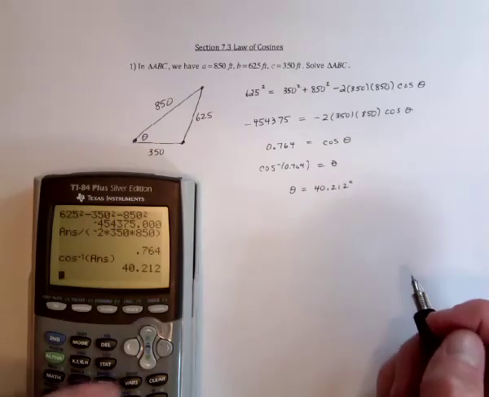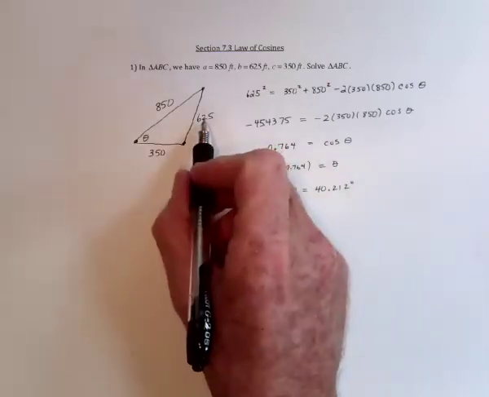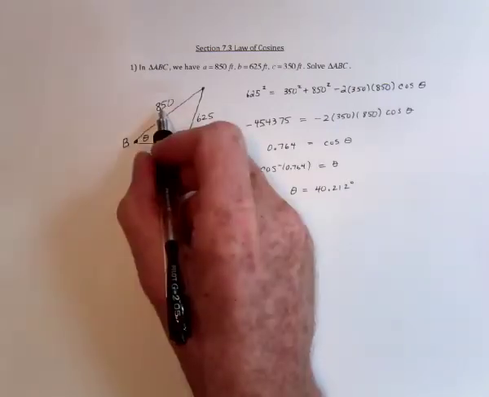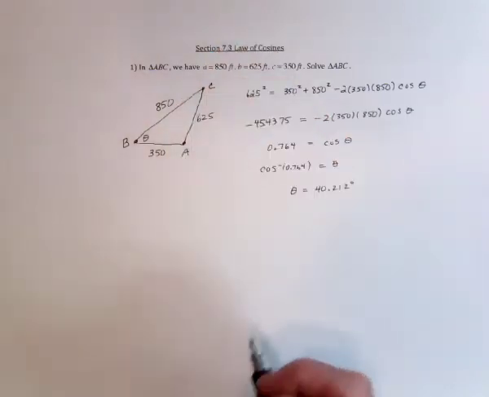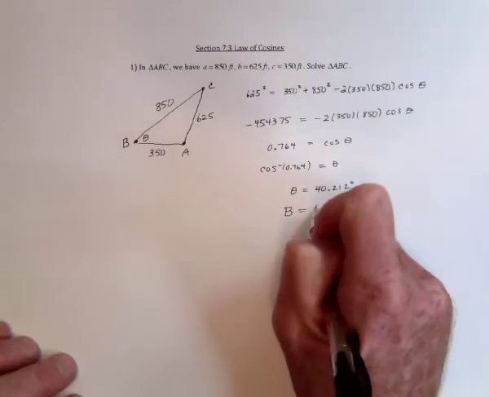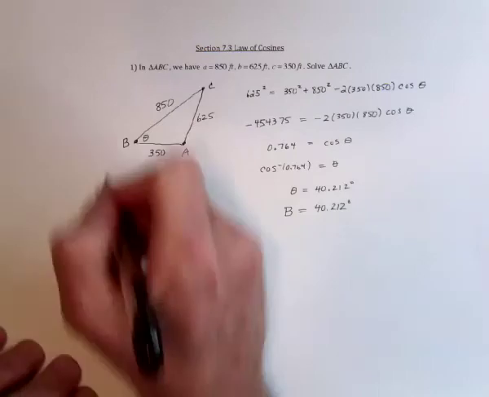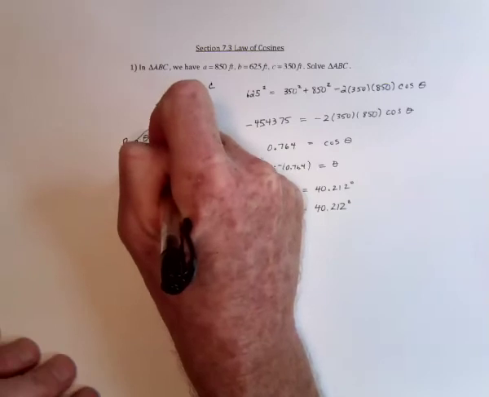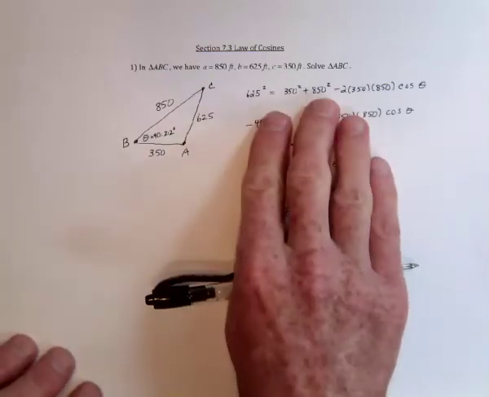Now I need to find another one. Let me see, this one is across from the 625, so across from the B, so I actually just found B. The 850 across from that is the A, and then the C. So I found that angle B is 40.212 degrees. Now I can use that information to then find one of the other angles, and I could use the law of sines, which would be faster than doing all of this again.